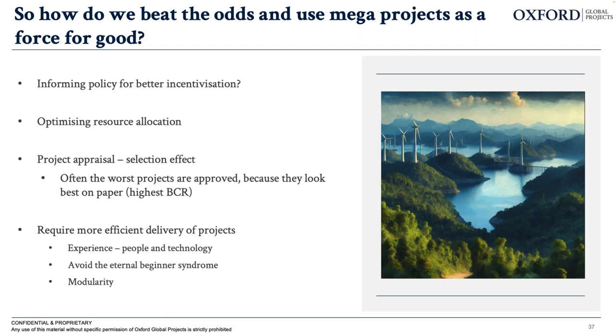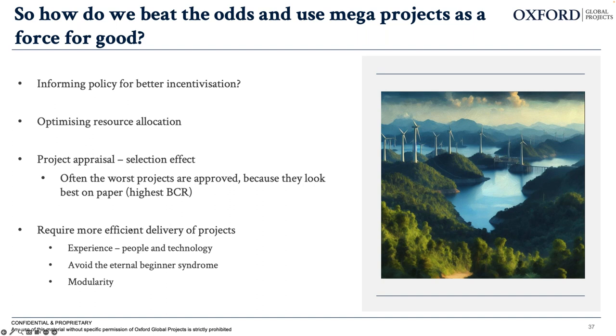How can we look at project appraisals? At the moment, there is an interesting selection effect, right? Because quite often the worst projects are approved because they look best on paper, because they have the highest cost-benefit ratio, because of everything that I've just talked about: how we underestimate the cost and the schedule, how fast we can get there, and we overestimate the benefits.